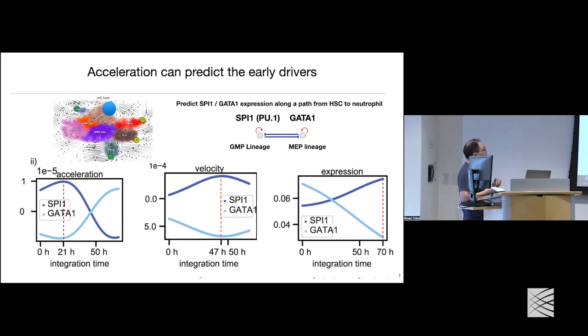So this indicates that the acceleration can be used to predict the earlier driver that happens much earlier than the gene expression actually turning on.